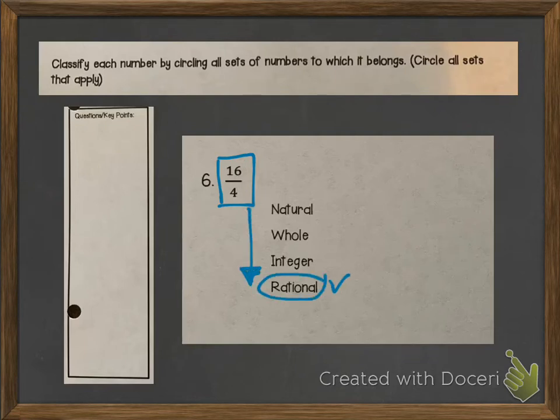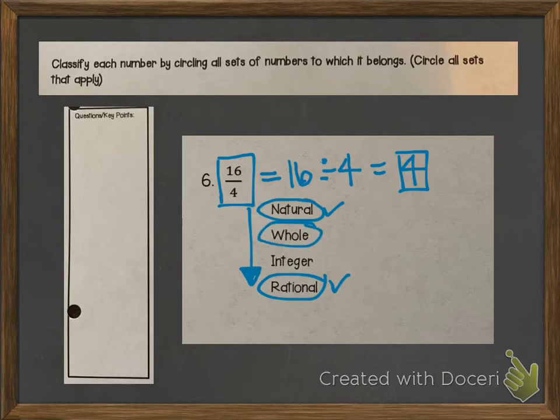But now I can't go up automatically. Therefore, I need to determine and start back at natural. If I simplify 16 over 4, that means 16 divided by 4, and we learned that in the past. 16 divided by 4 is 4. Therefore, is 4 a counting number? Yes. When I count to 5, I do say the number 4. It is natural. Following the arrow, that means it is all of them.